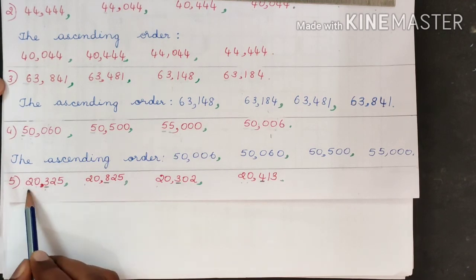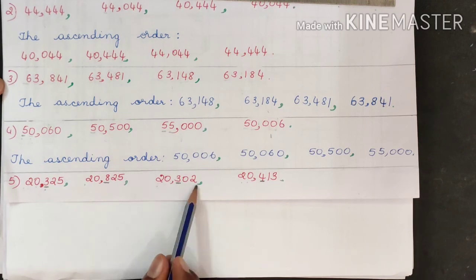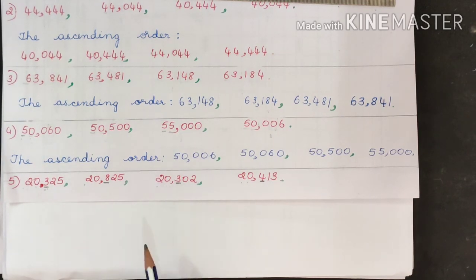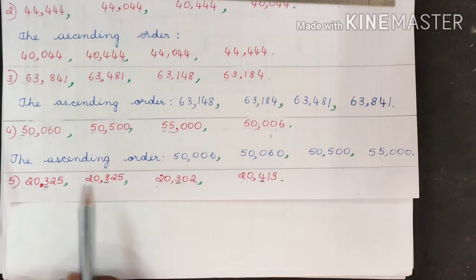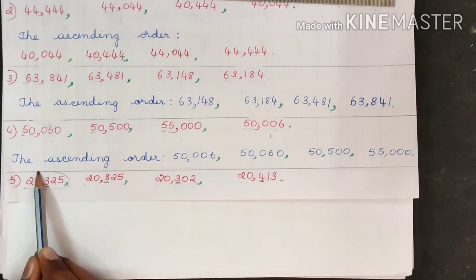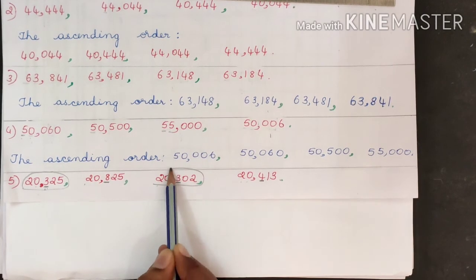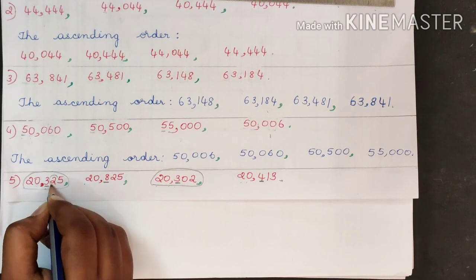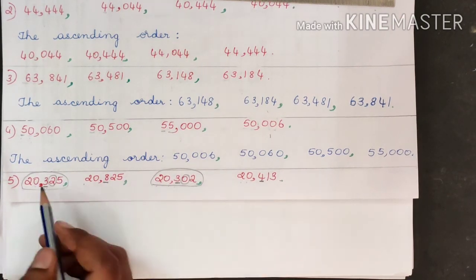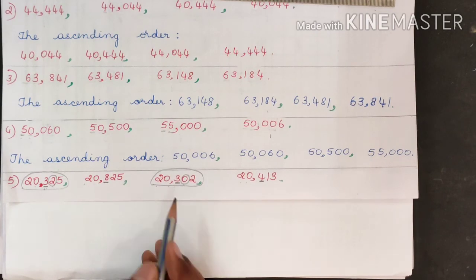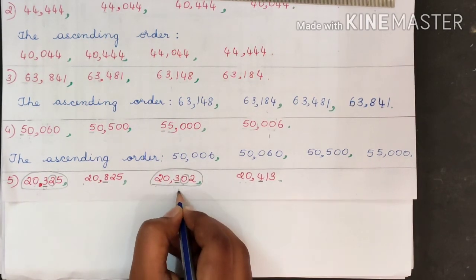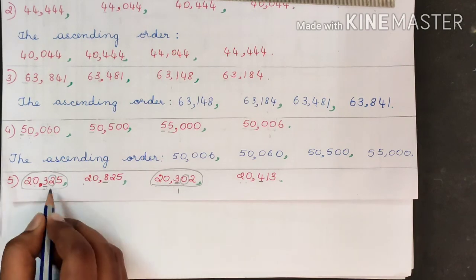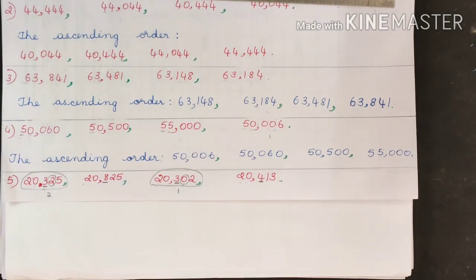So this and this, between these two, one number should come first, which is that here both the numbers, I can circle it, hundreds are same. So we have to compare tens. We have 2 tens here and 0 tens here. Comparing 2 and 0, 0 is smaller. This is the first number. This is the second number.